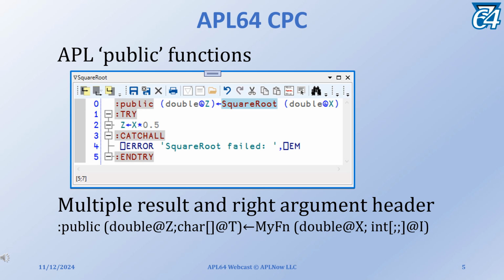APL64 public functions are those APL64 user-defined functions which will be exposed to a user of a cross-platform component as .NET methods. An APL64 public function is marked as public by the :public function header prefix. The .NET data types of the arguments and results of an APL64 public function are specified in the function header.